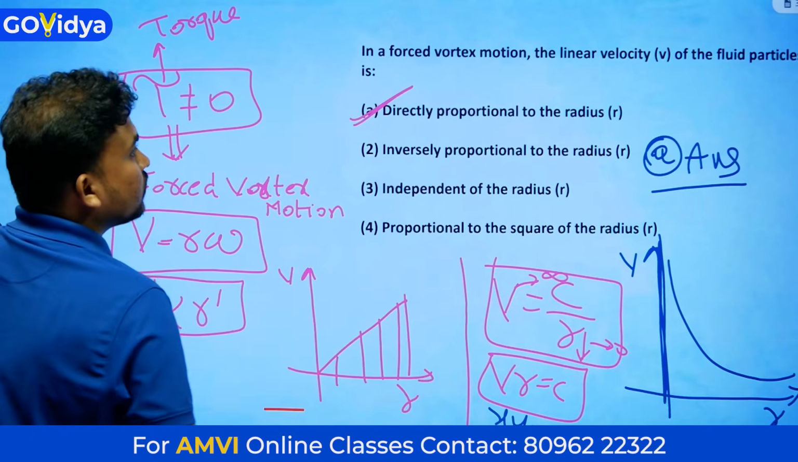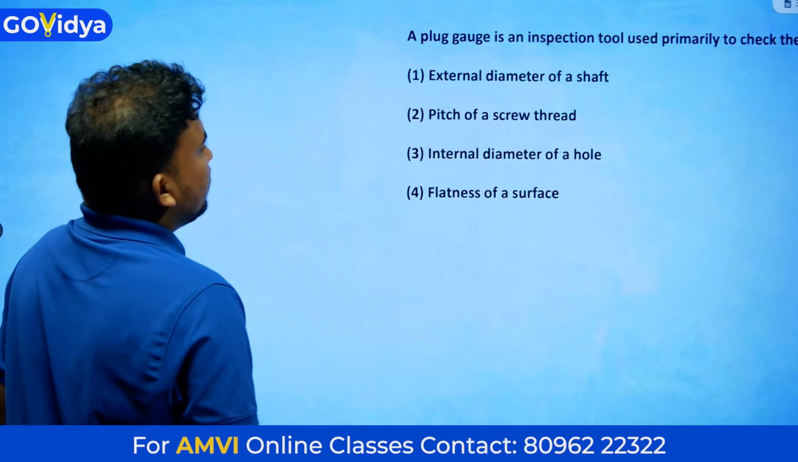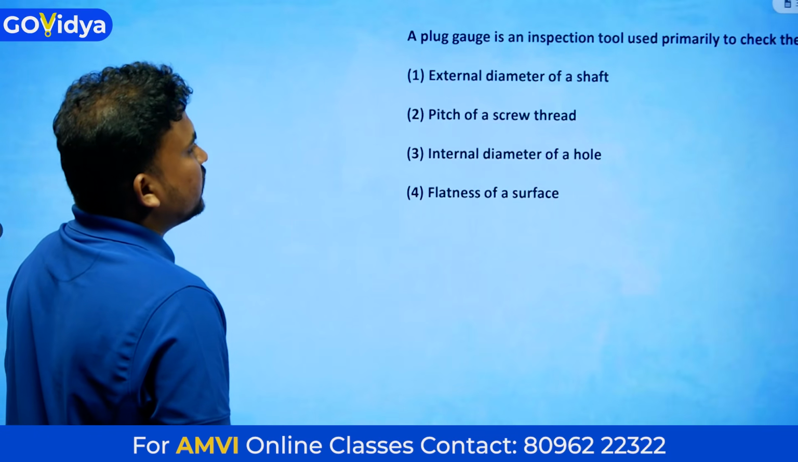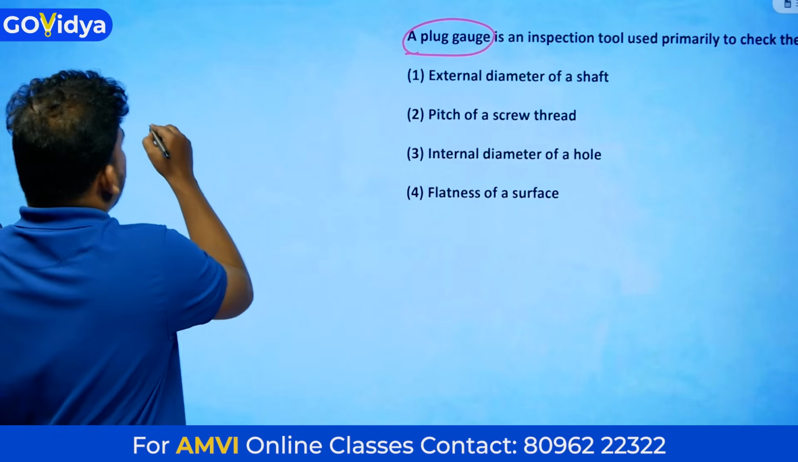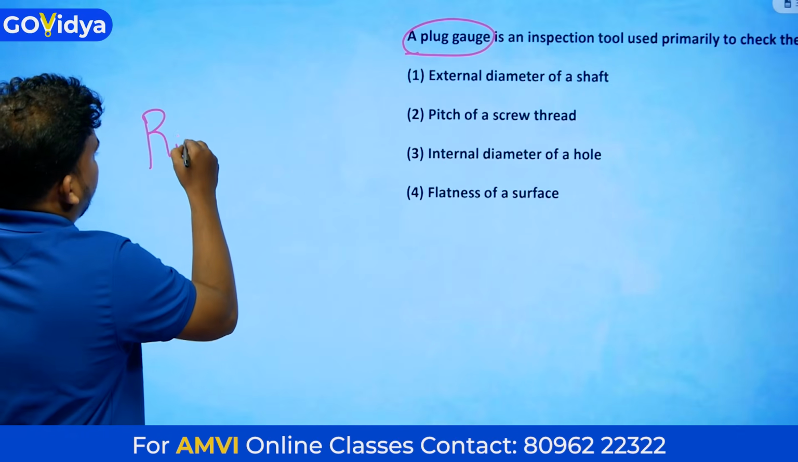Next question. A plug gauge is an inspection tool used primarily to check the plug gauge. Okay. First we will see what a ring gauge is. After that we will see the plug gauge. Ring gauge.